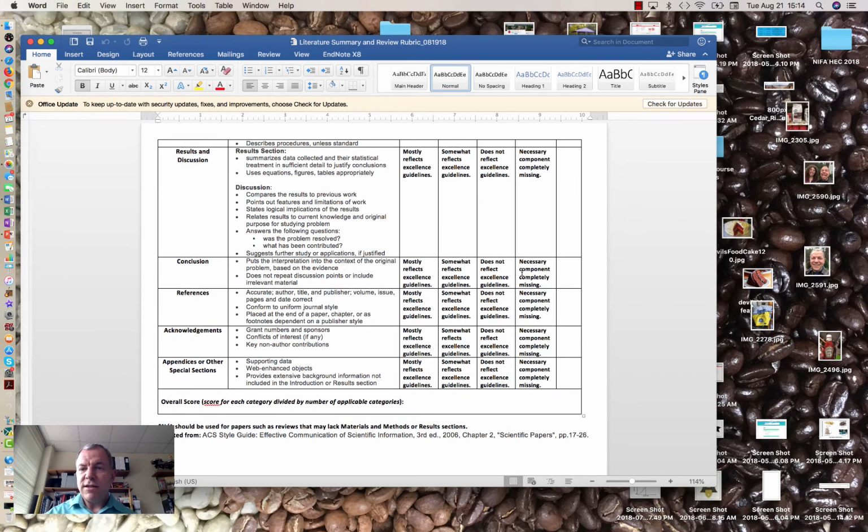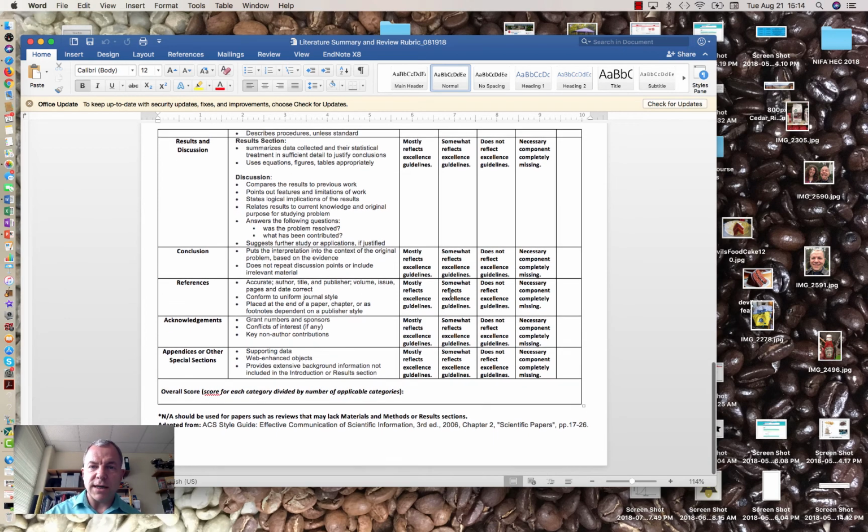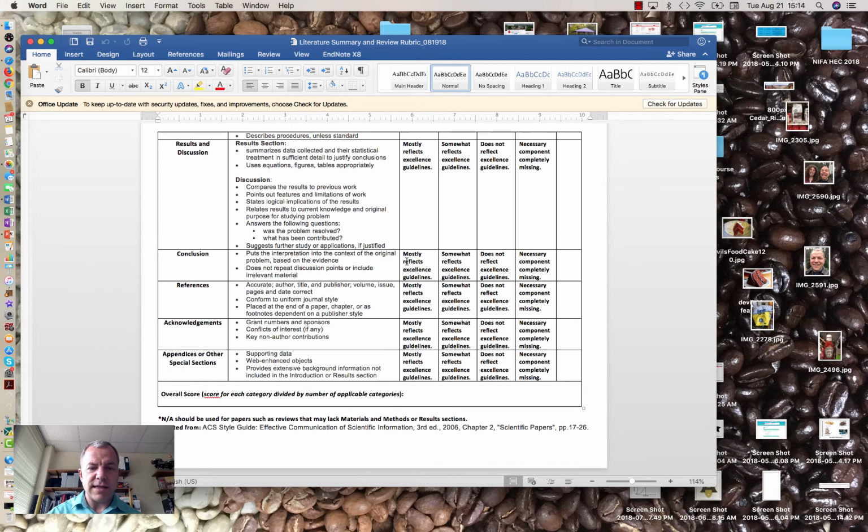The reason is your final papers are going to be graded using this same rubric. So we want you to get familiar with it, get accustomed to using it, and use this to make sure that your final publication is as good as it can be.